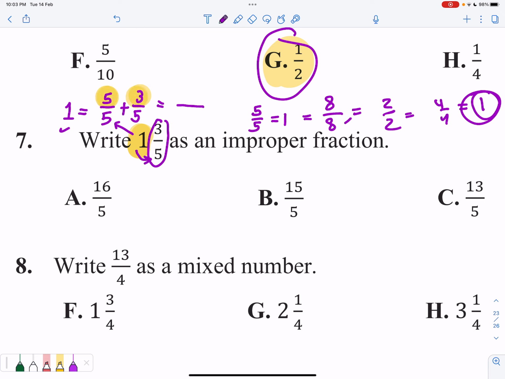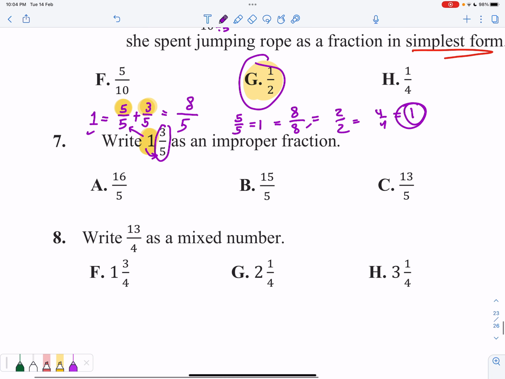So 5 plus 3 is equal to 8, and we keep the same number, the 5, down. So that number, which is the mixed number 1 and 3 over 5, is equal to the improper fraction 8 over 5. How can I tell that this is an improper fraction?